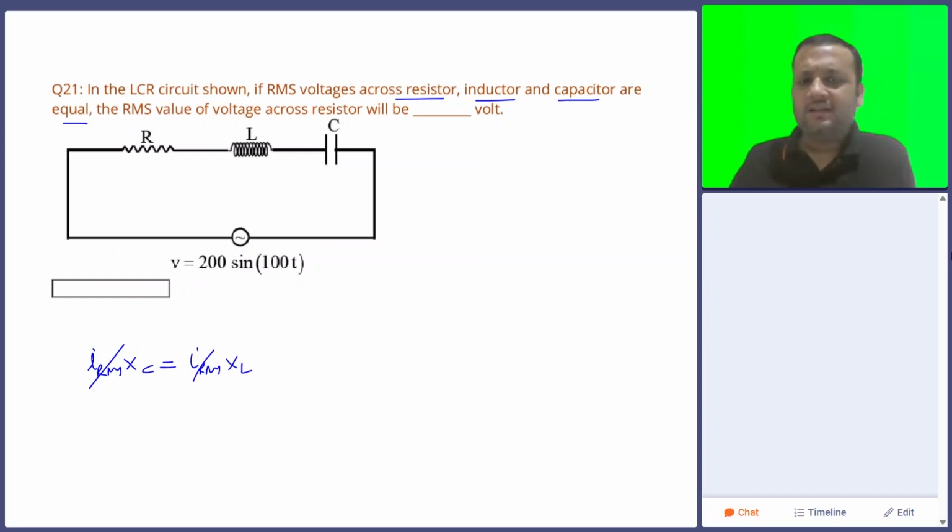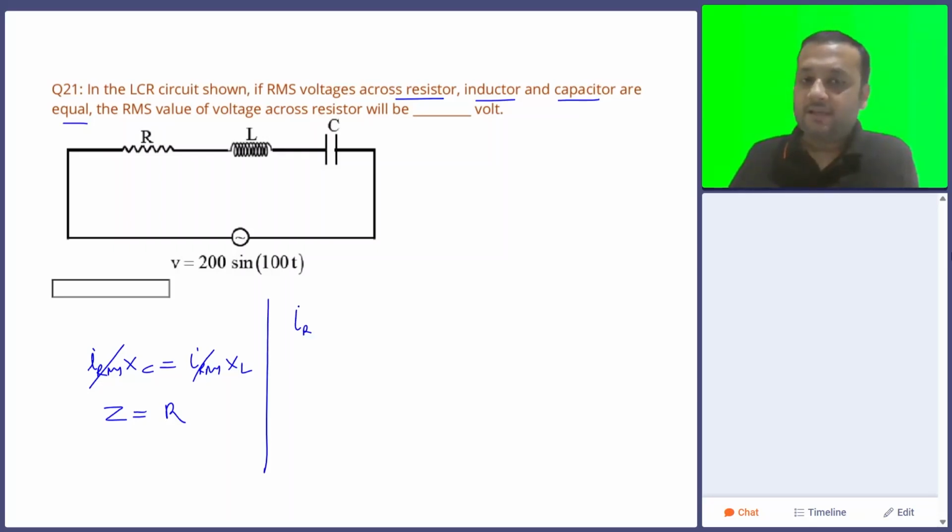Now directly you can say that the RMS voltage will be 200 upon root 2 itself, because the whole voltage will be across the resistor only, as these two will cancel out, because they will be out of phase. But anyway, if you are not able to do it directly, then since XC is equal to XL, what will be the impedance of the circuit?